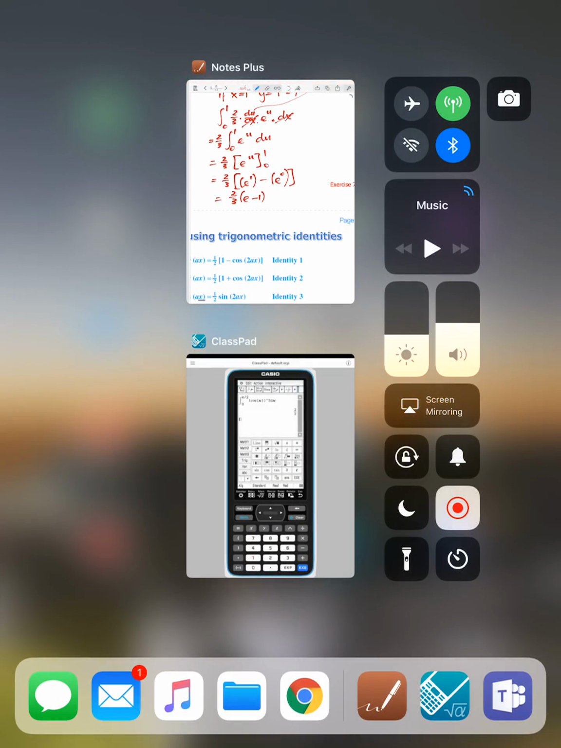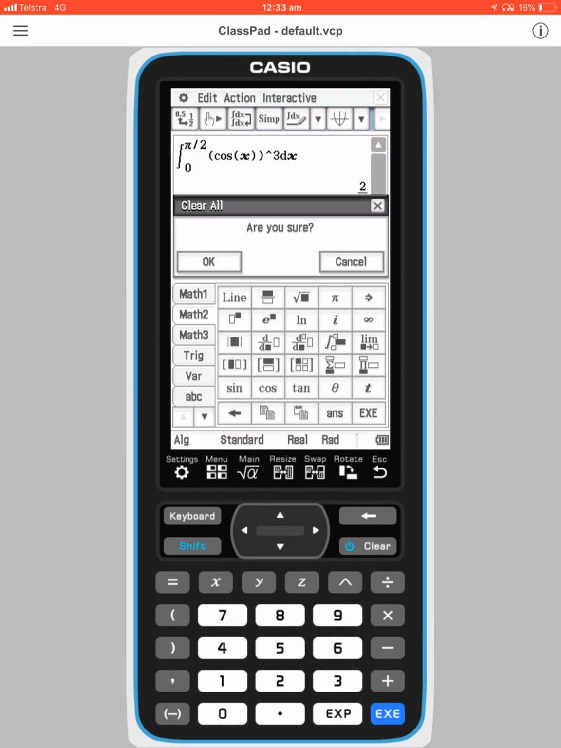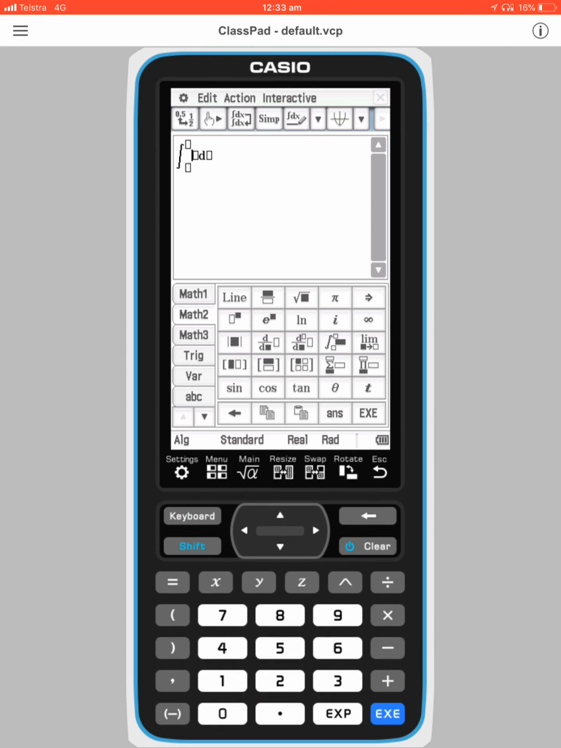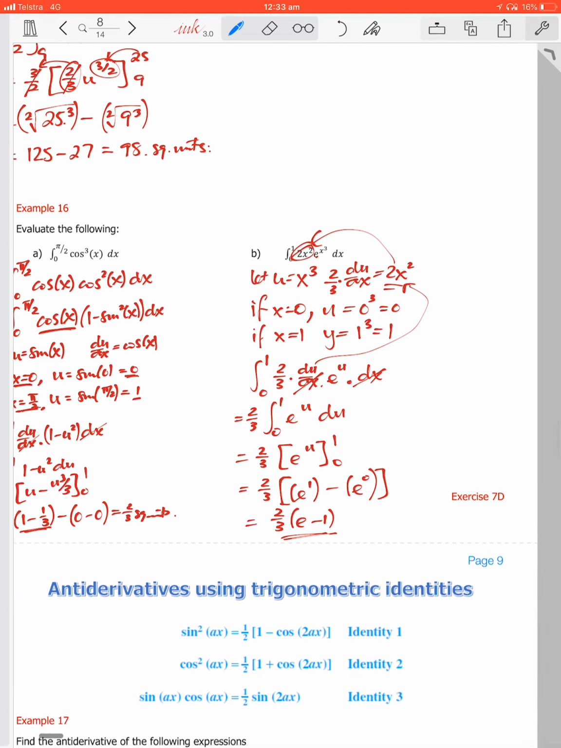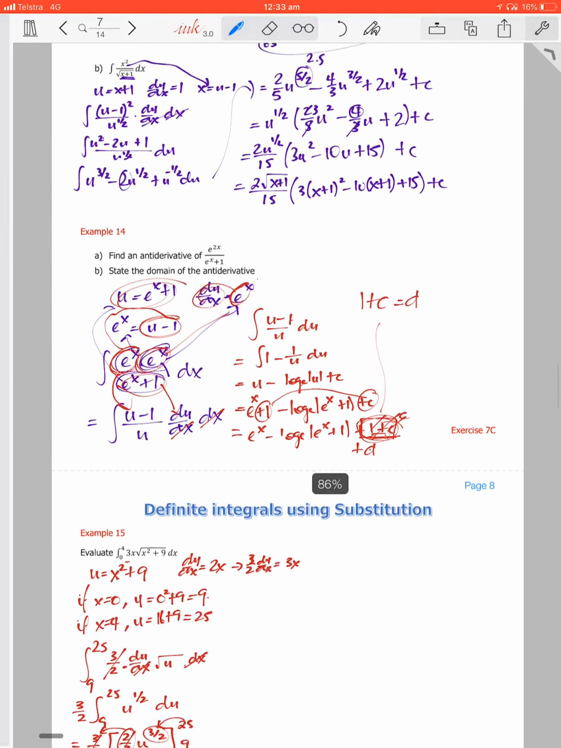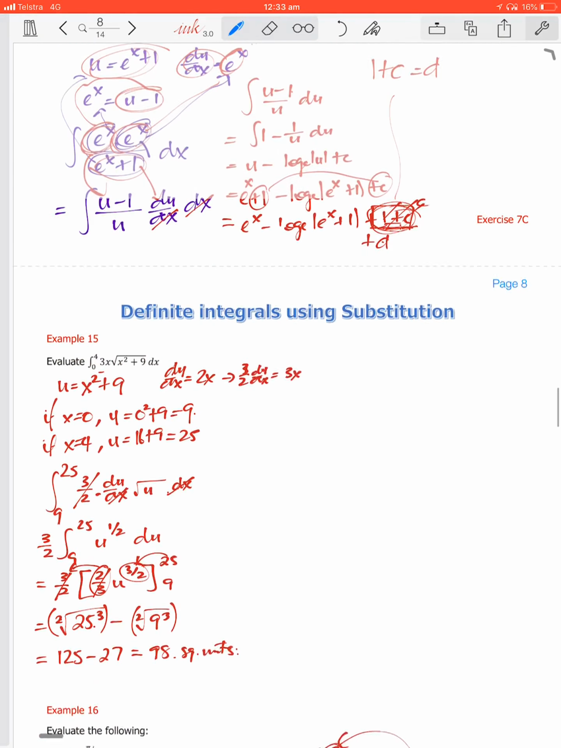Now, assuming we haven't stuffed it up, what was it again? The integral 0 to 1, 2x squared e to the x cubed dx is 2e on 3 minus 2/3, which is what this is. Beautiful. So now you can finish off 7c, and you know how to do 7d.